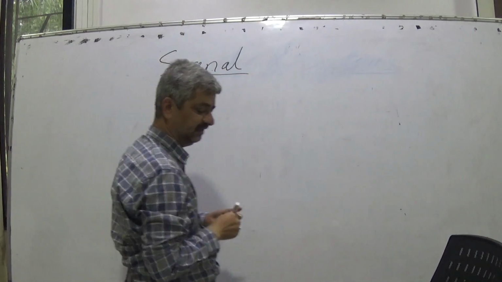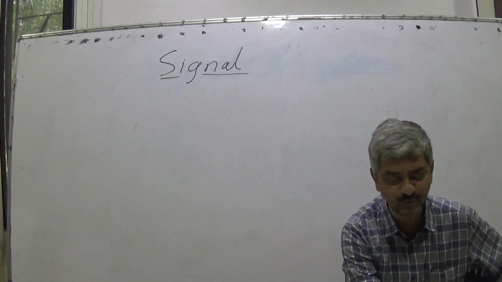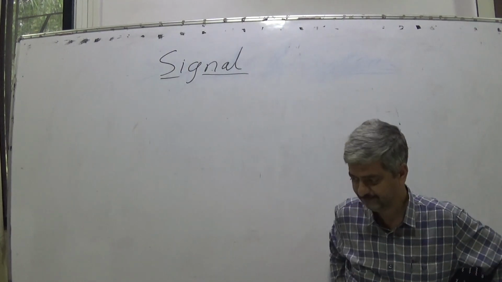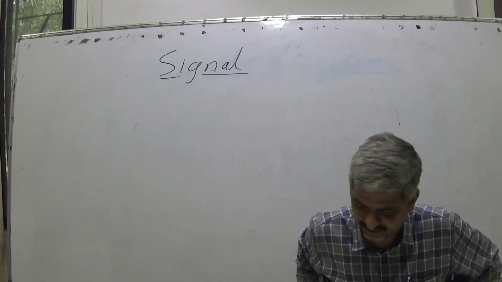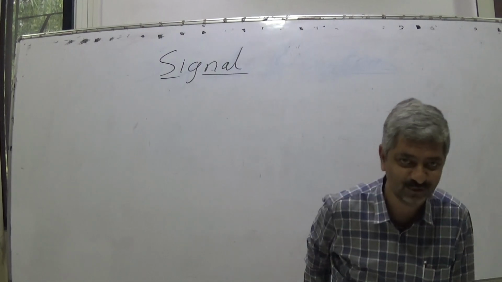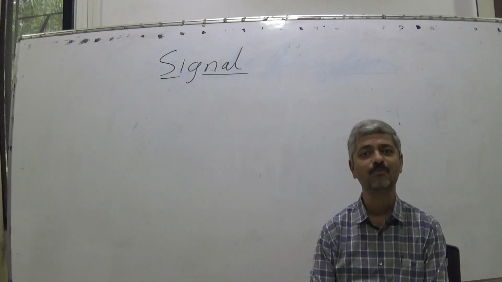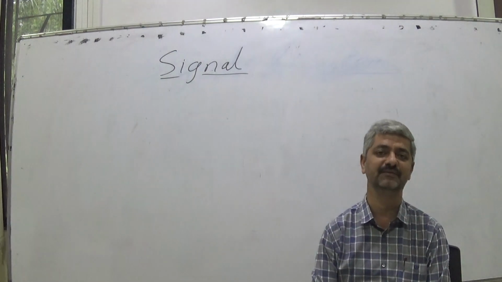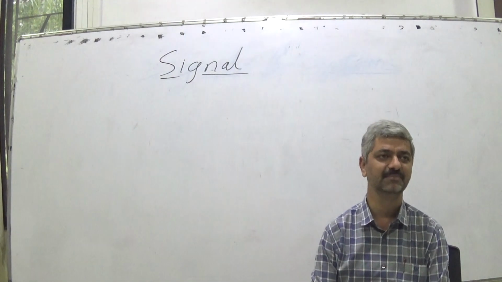What is a signal? If you go through the classical definition, not necessarily the book, maybe now the web definition we can say, because books you don't follow. It is a mapping of one variable with another variable.